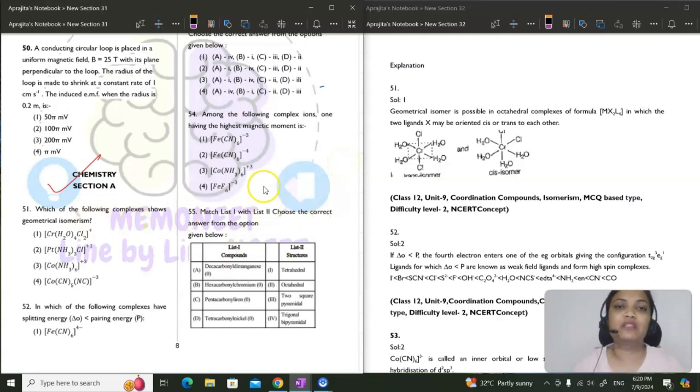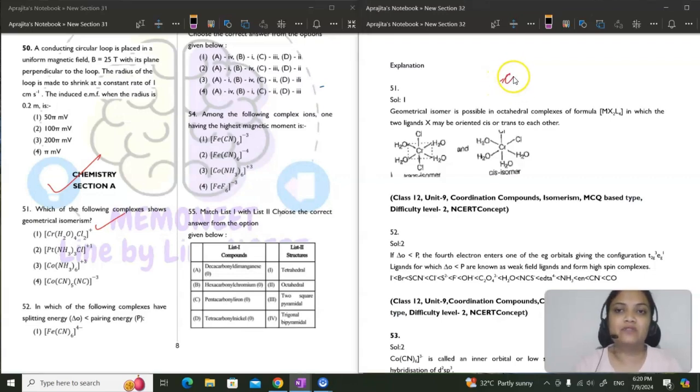The first question, question number 51, is: which of the following complexes show geometrical isomerism? Geometrical isomerism means we have different arrangements of ligands. Basically we have cis-trans isomerism, which we call geometrical isomerism. It is possible in square planar complexes and octahedral complexes. In octahedral complexes with formula MX2L4, the two X ligands can be cis or trans to each other.